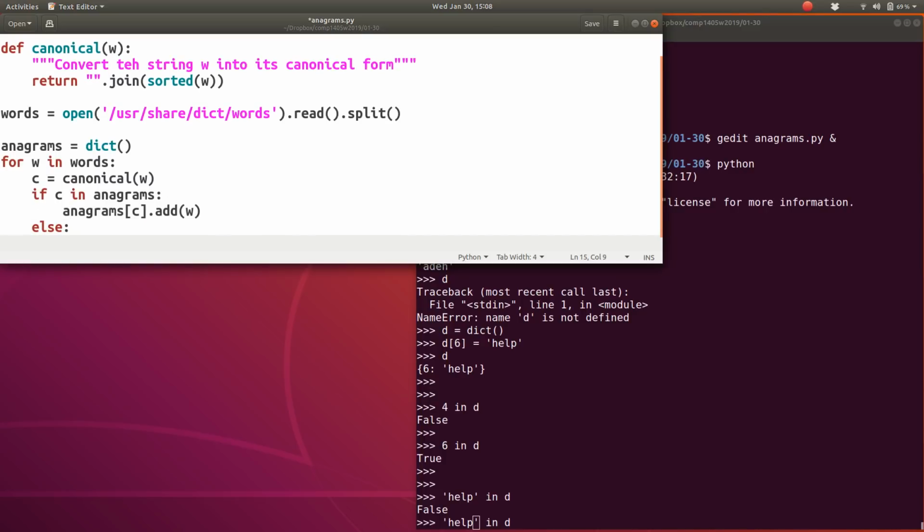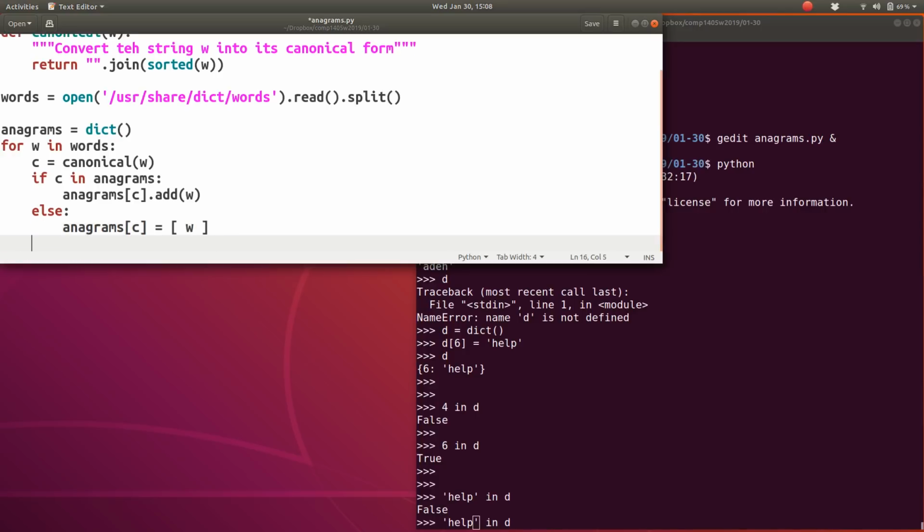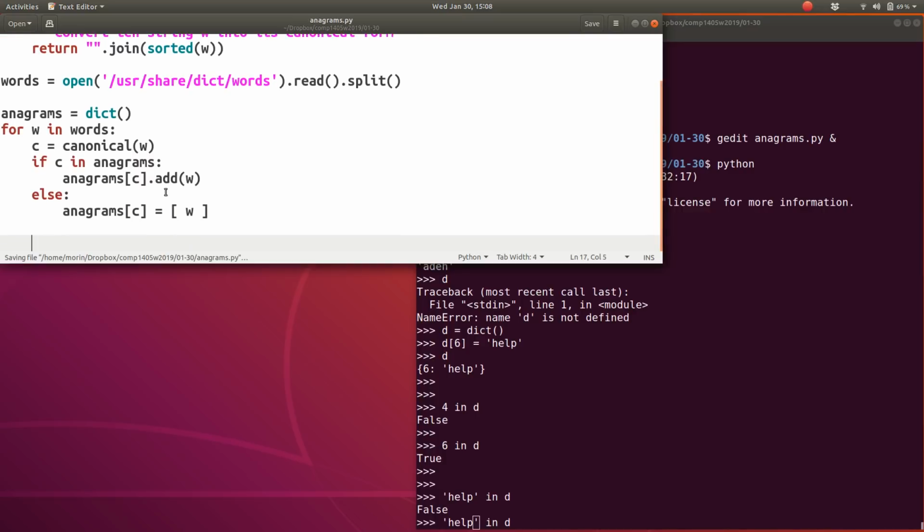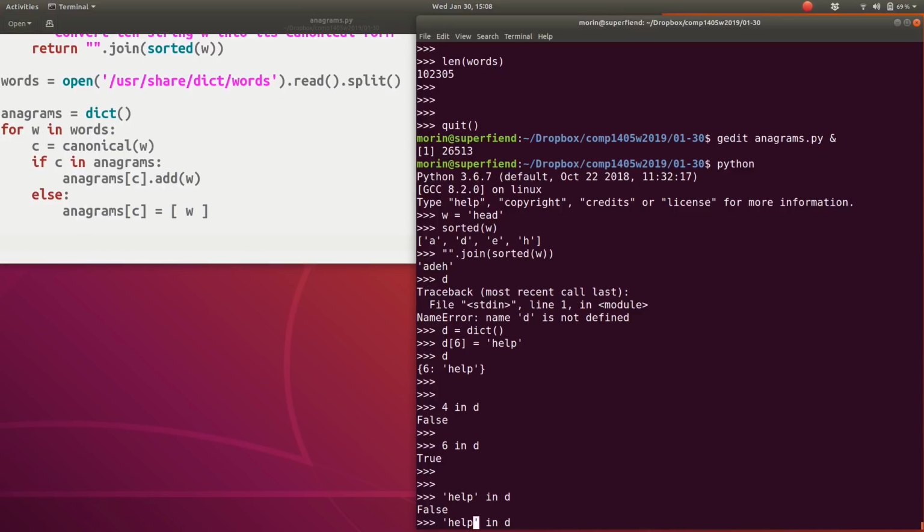Otherwise, this is the first time that I have seen this canonical form before. So I've never seen a word that's an anagram with the current word W. So I do something like anagrams at C is equal to a list. And that list contains just W. All right. So let's give this a test.